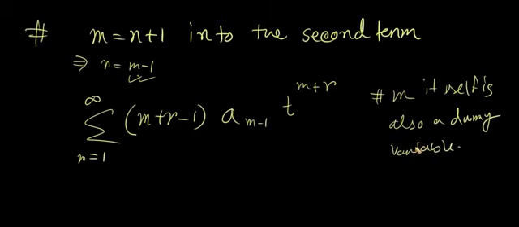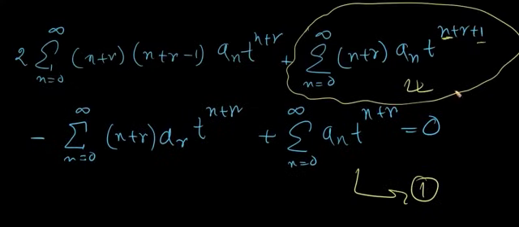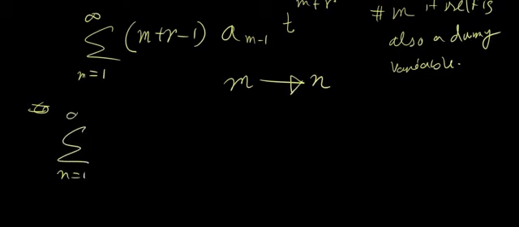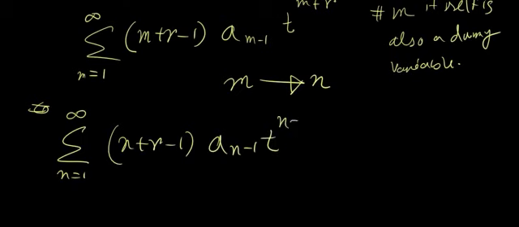So to keep things consistent, we are going to now just replace m with n. So this is the replacement part. This second term will now look like this. However, now notice that this n is starting from 1, not equals to 0. So this is just n plus r minus 1, a of n minus 1, t to the power n plus r, right?